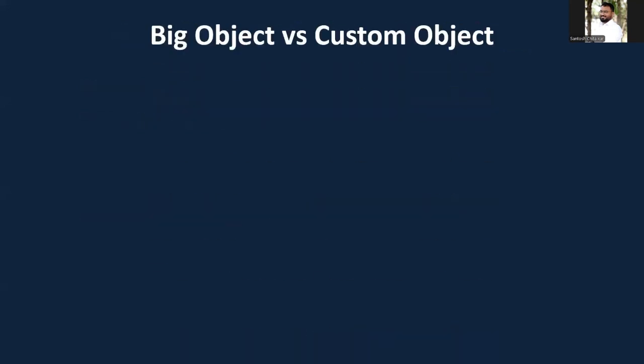Let's quickly go through the comparison between the big object and custom object so that you can have a clear idea when to use big objects. So usually I have seen in projects people make mistakes using big objects over custom objects and they treat them just like the custom object. But there are a lot of limitations that we have when it comes to big objects. So it is necessary to understand the difference.